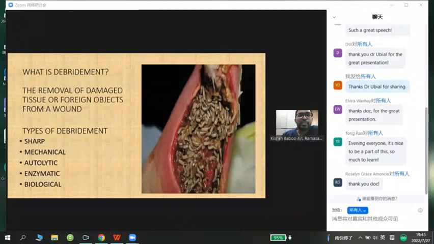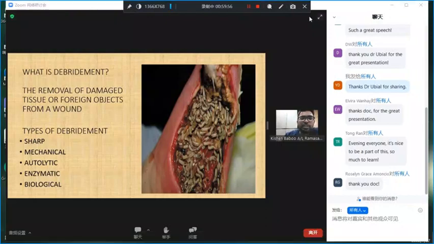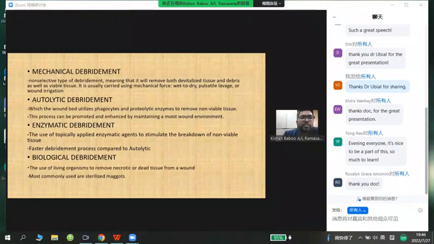Next is debridement. So what is debridement? The removal of damaged tissue or foreign objects from a wound. Since I'm still going on with the systemic management of diabetic foot ulcers, I'm not going to talk about sharp debridement yet. We're going to talk about mechanical, autolytic, enzymatic, and biological debridements. Mechanical debridement is a non-selective type of debridement, meaning you'll remove both devitalized tissue as well as viable tissues. It usually uses mechanical force, wet to dry, pulsatile, and wound irrigation.